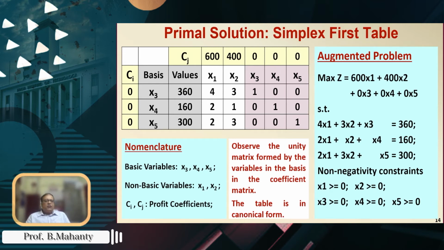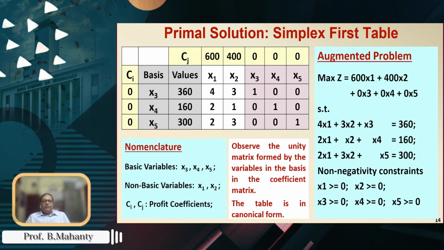Now let us solve the primal problem. This we know very clearly, that we can solve by simplex. If you solve it by simplex, then here is the formulation. In the augmented problem, we take 3 more variables, which are slack variables.